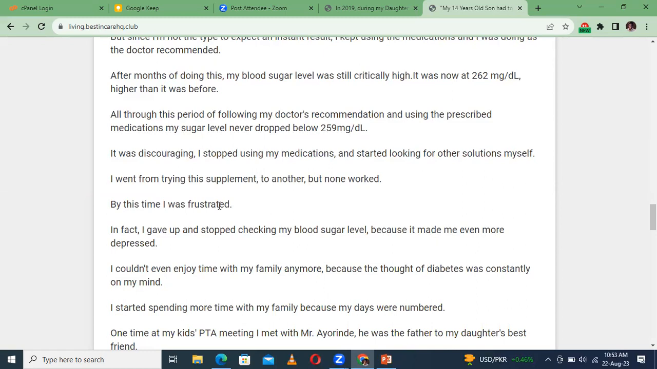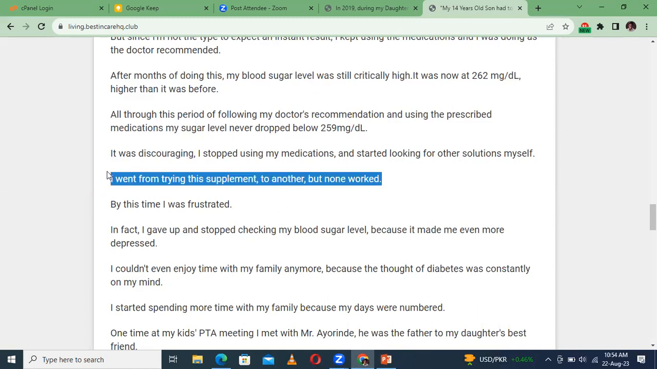And one thing, number 5 here is very short. So it was discouraging, the medication did not work. He went from using this supplement to another, but none worked. Just this small line. That was number 5. So let's proceed.